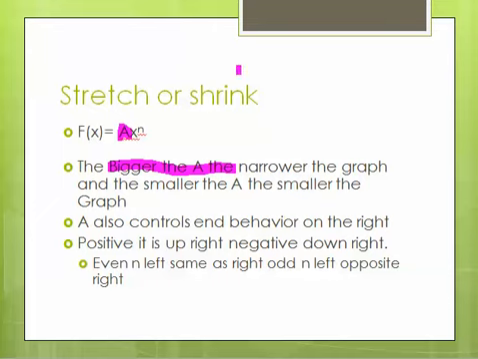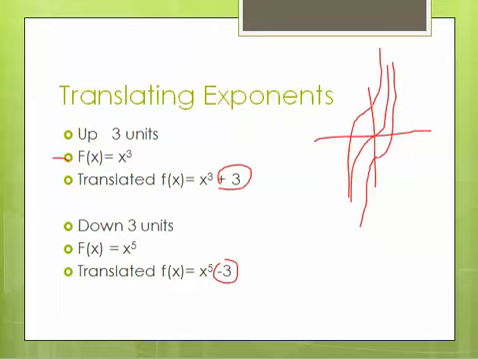Now, how does that affect an x to the third? Well, that's not one. That's an x to the third. What that means is that these values here would get closer to the y-axis. So that would be an x to the third with a bigger a, something more than 1.